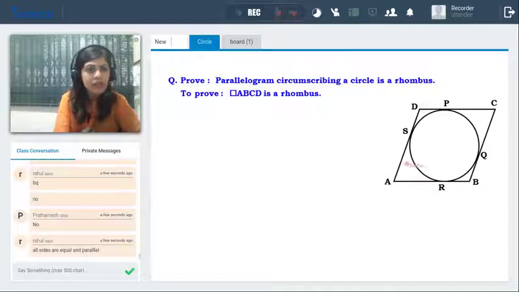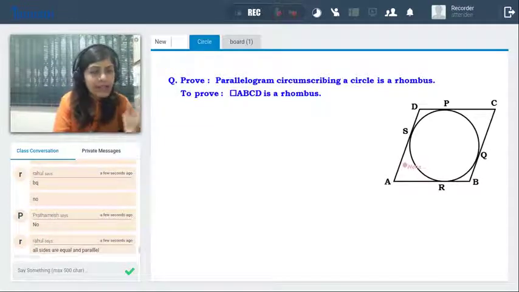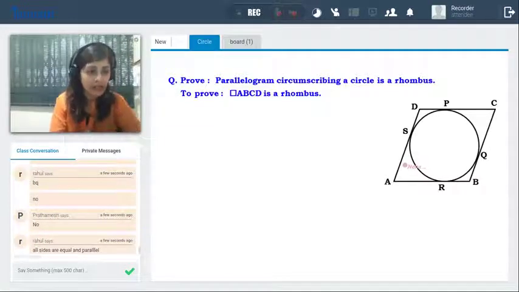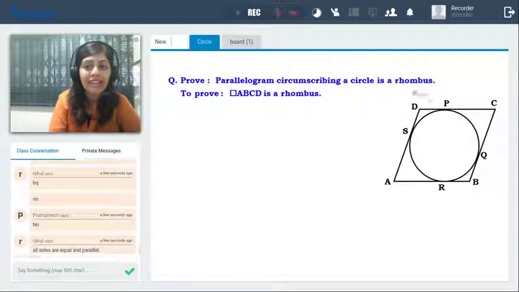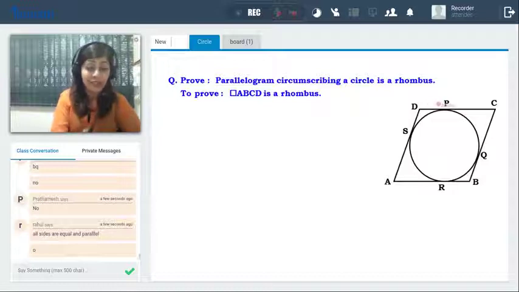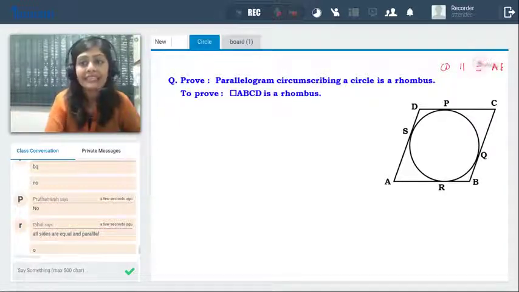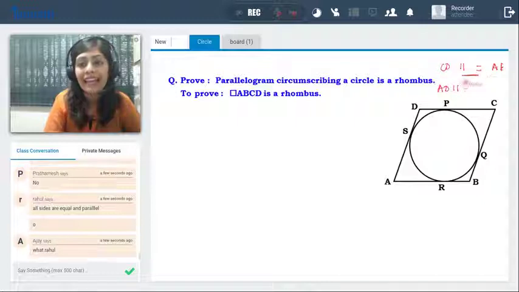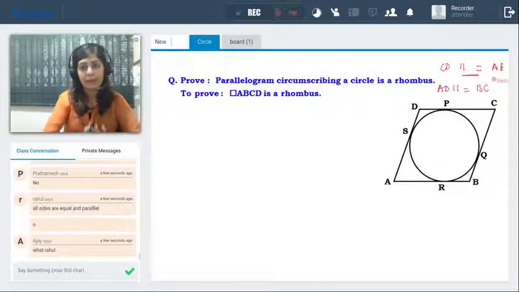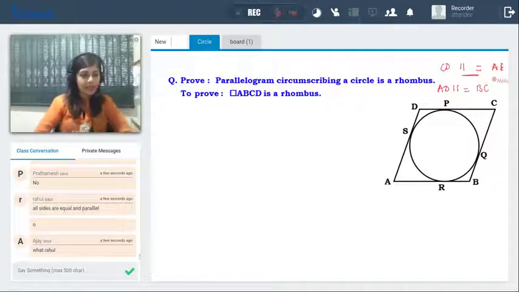Rahul, what is that about? A parallelogram? Dear, only opposite sides are equal and parallel. You can't say all sides are equal and parallel. It's not possible for AD and CD to be parallel to each other. So only opposite sides. That means CD is parallel to AB, and CD is equal to AB. I've written it together, parallel and equal. Similarly, AD is parallel to BC and AD is also equal to BC. All right, this is what we know about a parallelogram.